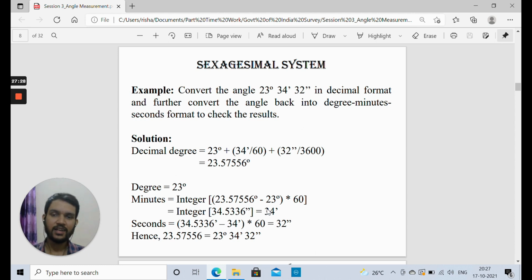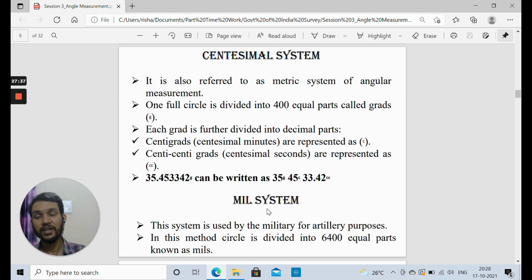So this is basically the conversion from decimal format to degrees format, or from degrees format to decimal format. Okay, so you should have an idea, because sometimes we need to do the calculations in decimal format. Next, I will deal with them very fast because they are not very widely used in our country, and at most of the places only Radian system and Sexagesimal systems are used. So this I have already introduced to you.